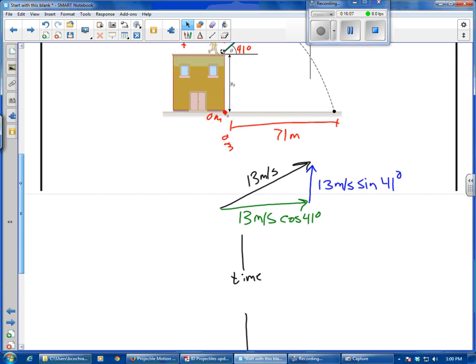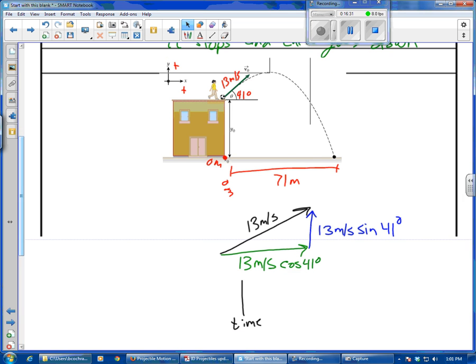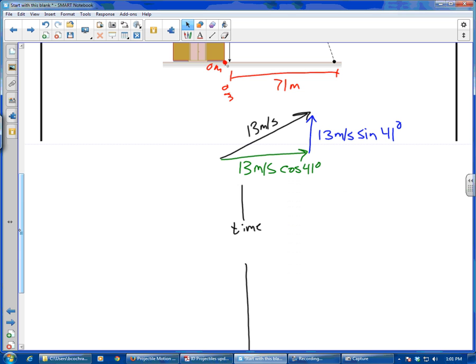This is usually the point I start thinking, okay, which dimension is going to be more restrictive? And in this case, the one that's more restrictive is the horizontal. Because I know it goes out 71 meters horizontally. I don't know how far it falls down vertically. So for this one, the horizontal, I think, is going to be more restrictive to us than the vertical is. So I'm going to start off with the horizontal side.